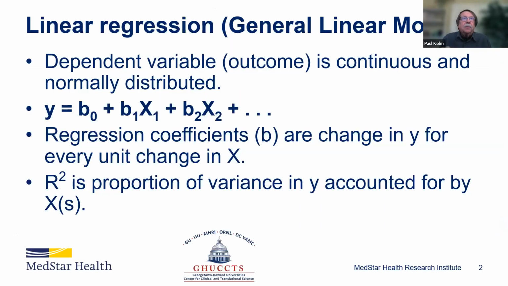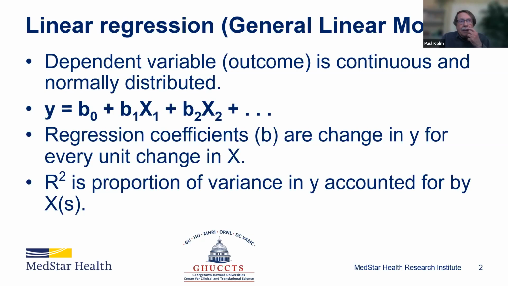And to start off, I want to review regular linear regression, least squares linear regression, or what we call the general linear model. In this analysis, we have a dependent variable or outcome that's continuous, and it's assumed to be normally distributed, although that doesn't have to be precisely the case. You can violate that assumption quite a bit and still be okay. But in linear regression, the regression coefficients are the change in y for every unit change in the independent variables, whether you have just one or a multivariable equation with multiple independent variables.